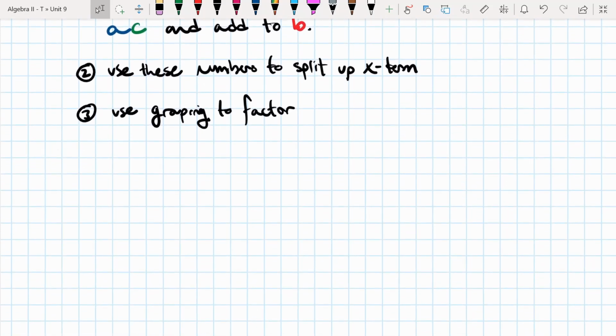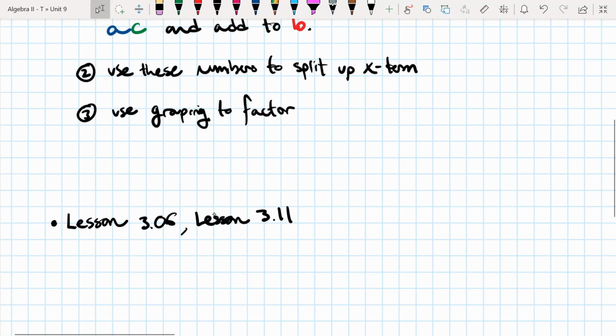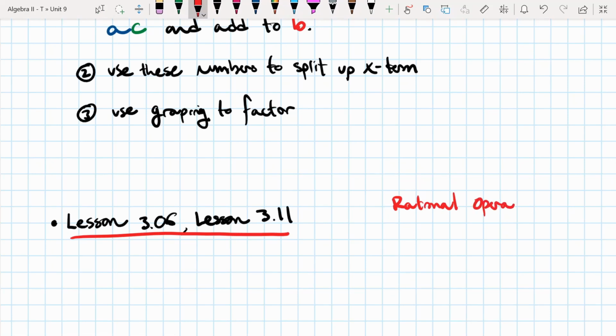Now, covering Unit 3, the lessons that the problems are aligned to are lesson 3.06 and lesson 3.11. These cover rational operations, as well as graphing rationals.